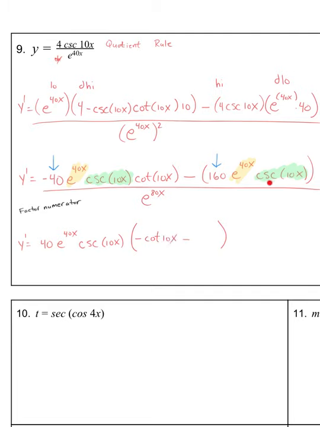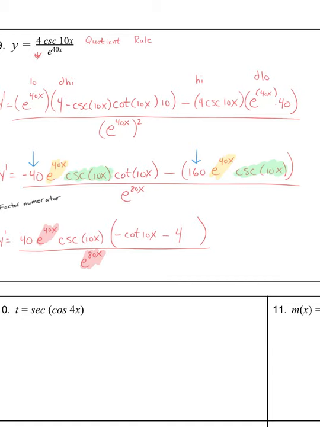Now I'm going to divide my second term in my numerator by my common factors. 160 divided by 40 gives me a 4. Everything else cancels out. The e to the 40x's cancel out, and the cosecant of 10x's cancel out. So there is my factored numerator. Now I bring along my denominator, e to the 80x. The last thing to do now is to cancel the numerator with the denominator. You've got an e to the 40x and you have an e to the 80x. So you will have e to the 40x left on top.